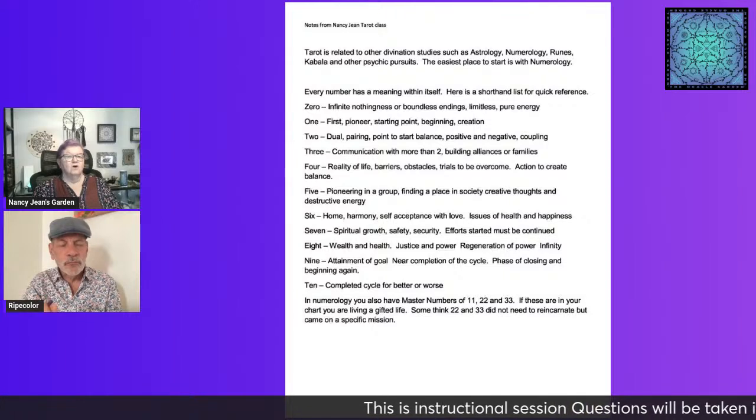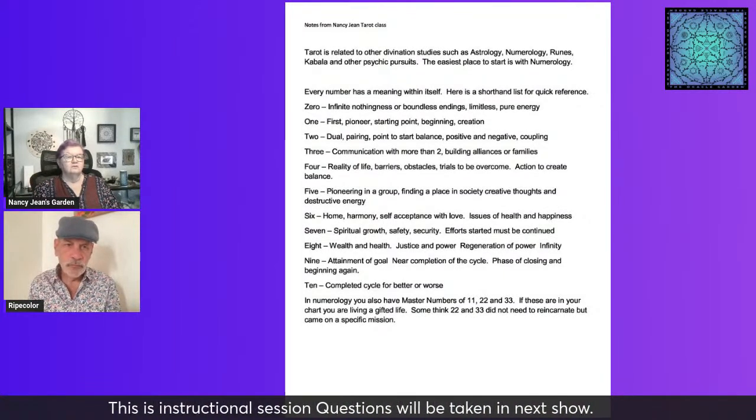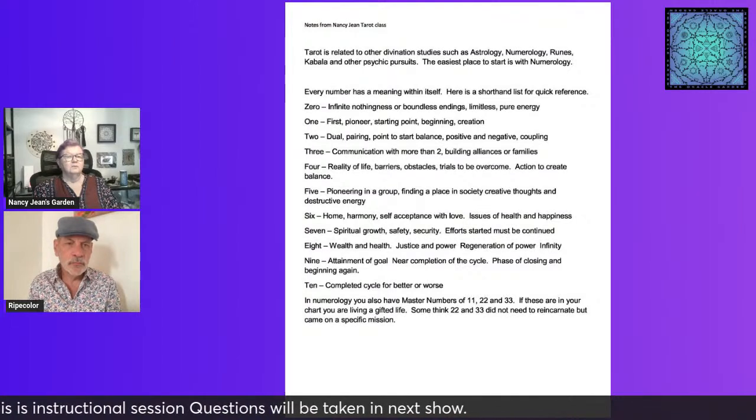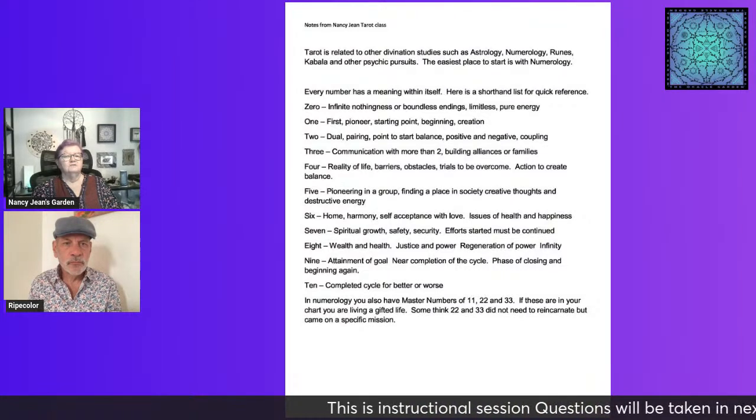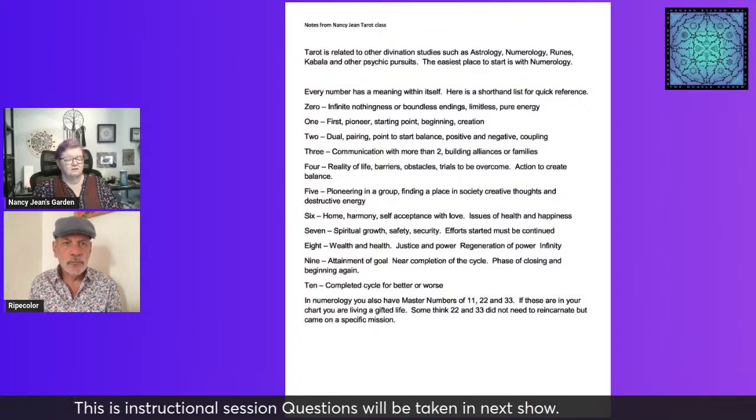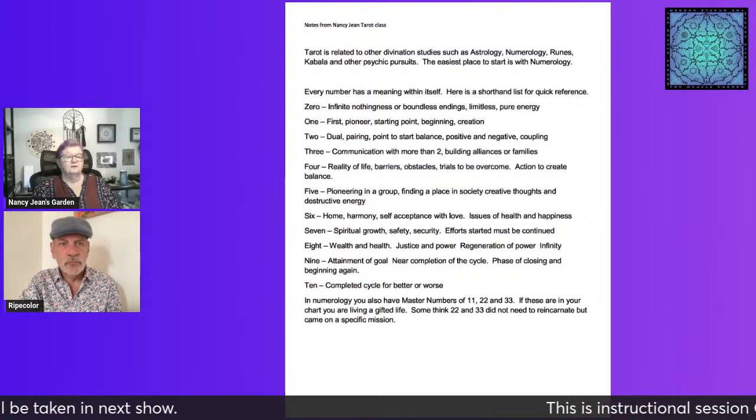Six is home, hearth, harmony. Six is like the super mother card or the super parent card, the super person who takes care of all your comfort needs. That's what's going on with sixes. Sevens are spiritual growth, safety, security, and also a lot of analysis. And sevens can get very isolated within themselves if they don't watch out for that.